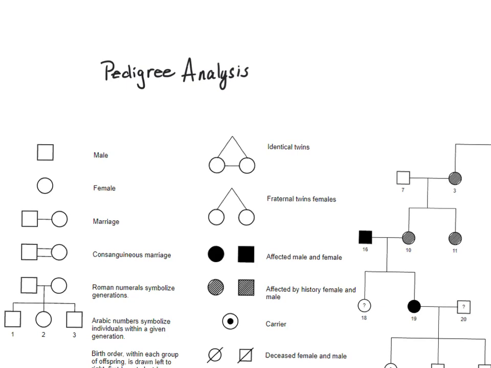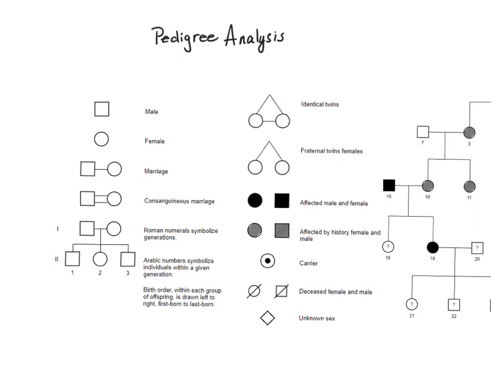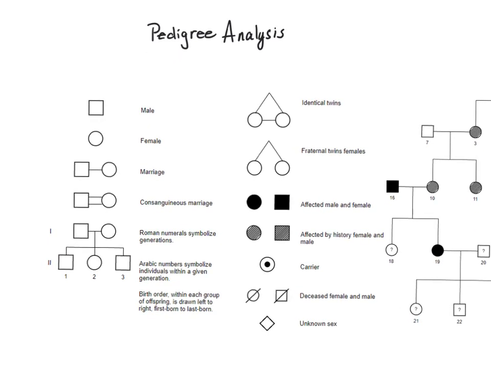One of the other components of this module is to understand how we do pedigrees, or some basic pedigree analysis. So in the resources, and I'll go over them quickly here, these are some of the symbols that are used commonly in the production of pedigrees.